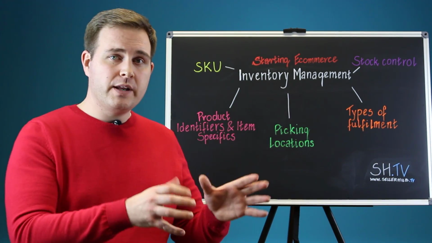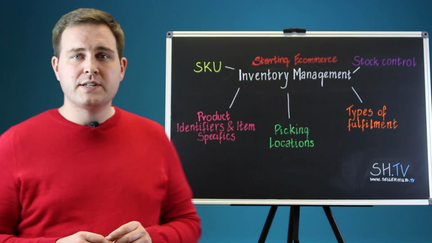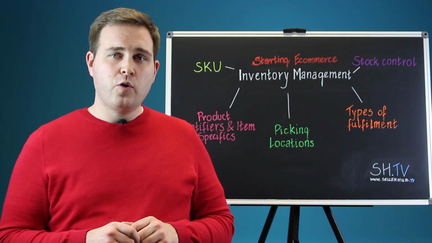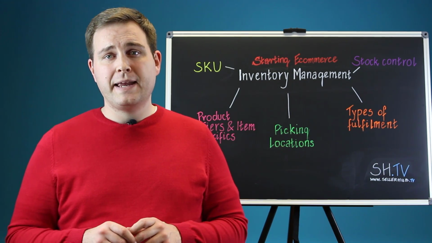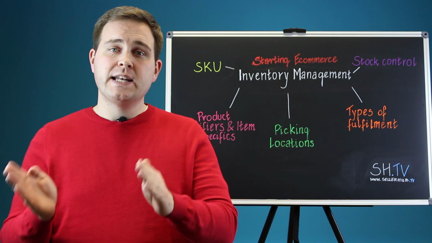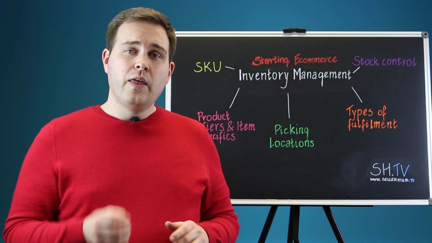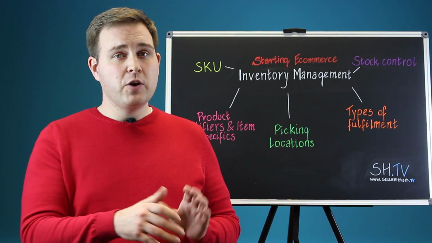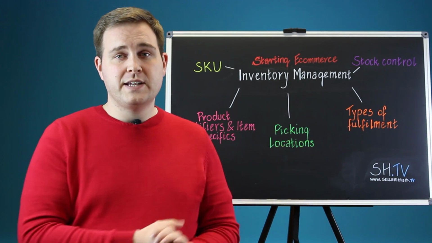Another type of fulfillment is using a third-party fulfillment center. And these are great for people that don't want to have their own warehouse or haven't got time to pick and pack their own orders. You get your stock, you send it to this company's warehouse, they'll charge you for storing the item, picking the item and shipping it, but you don't have to worry about that whole process.